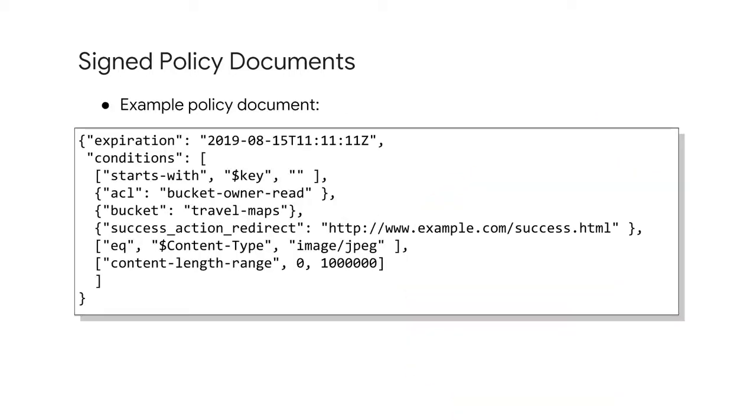In this slide, you can see an example of a typical policy document that defines the following conditions. You can see the form expiration on August the 15th, 2019 at 11:11:11 UTC. The file name can start with any valid character. To specify this, you can use the starts-with condition modifier with a value of an empty string. An ACL of bucket owner read is applied to the file.